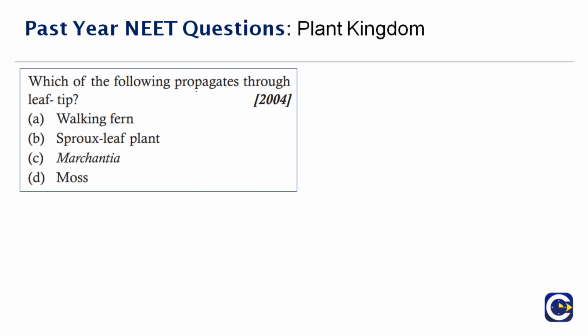Which one of the following propagates to the leaf tip? Right? Which one propagates to the leaf tip? Now you know moss very well. They do not have a leaf-like system. They actually cover the surface while they grow. Marchantia, sporophyte, leaf plant, no, they do not propagate at all. The correct answer is walking fern.